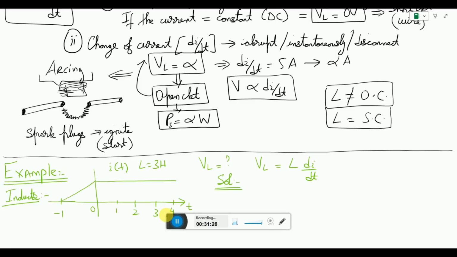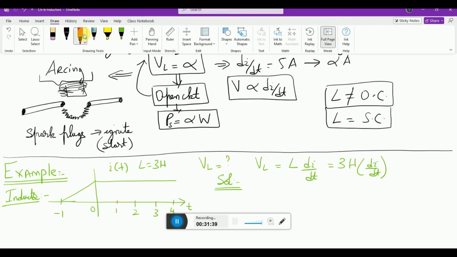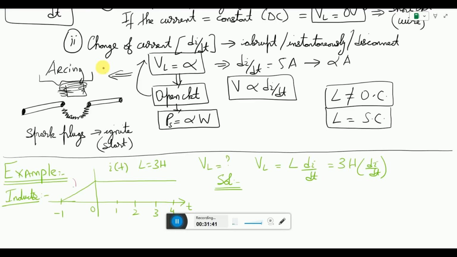Henry is the unit of inductance. So how can we find di by dt? We need to go to the graph. We can see in the graph that this is the slope where di by dt is changing. This is the change of current. After point 0 till 4, the current is constant. So this is the constant current that we have in this vicinity. From 0 to 4, the current is constant, but this slope is from -1 to 0.